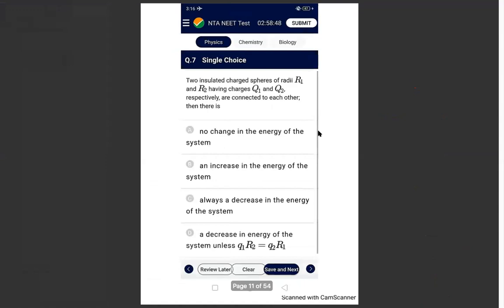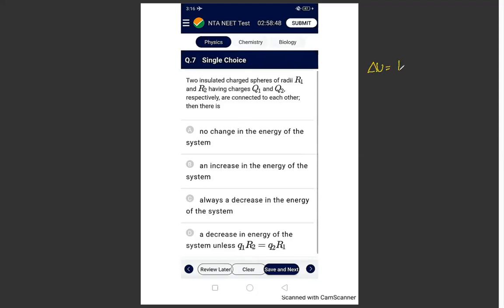This is the next question. There are two insulated charged spheres, with radii R1 and R2, having charges Q1 and Q2. They are connected to each other. We are required to find out the condition under which the decrease in the energy of the system will be zero. Whenever this type of situation happens, we can find the decrease in the potential energy. You connect them and the charges are going to be transferred until the potentials are equal.